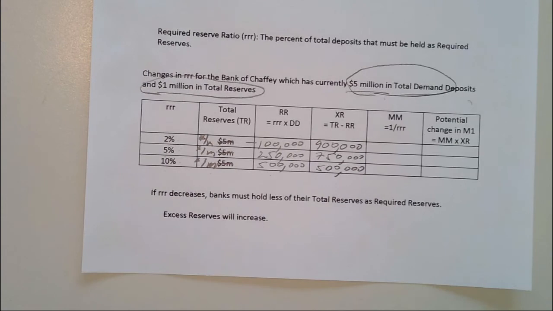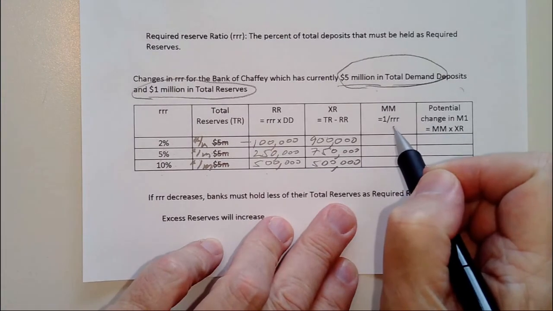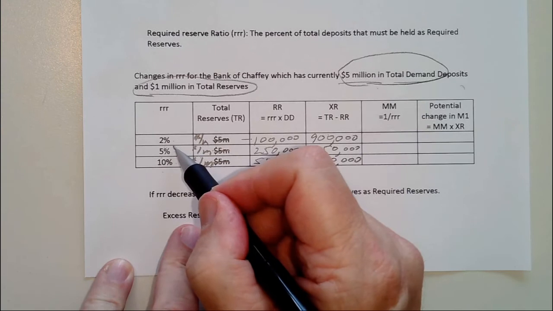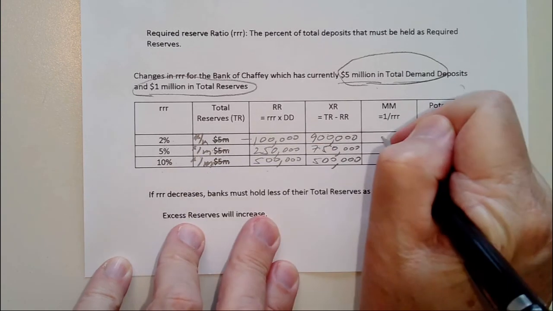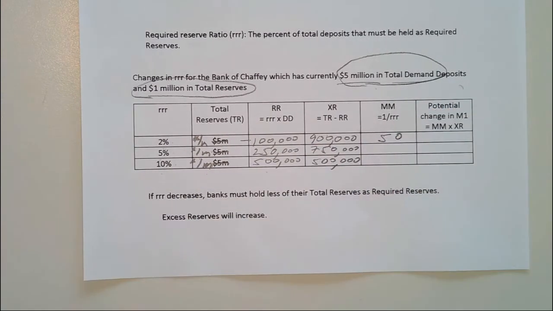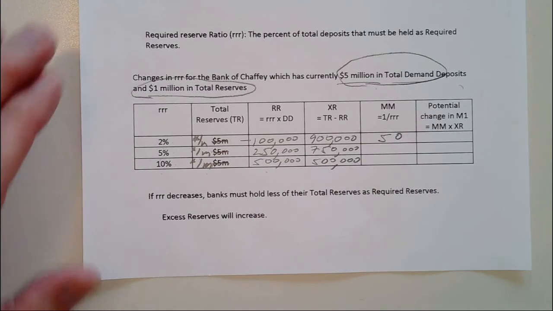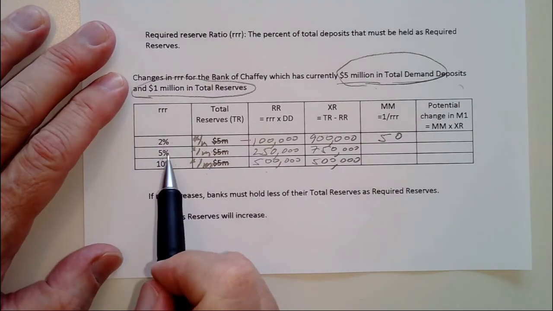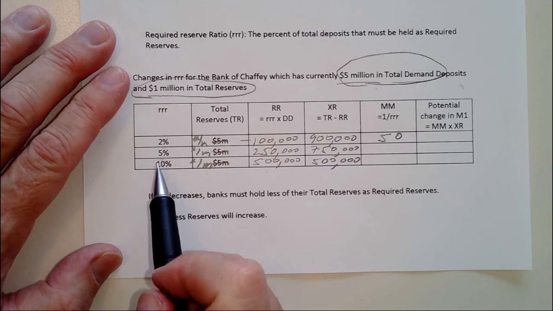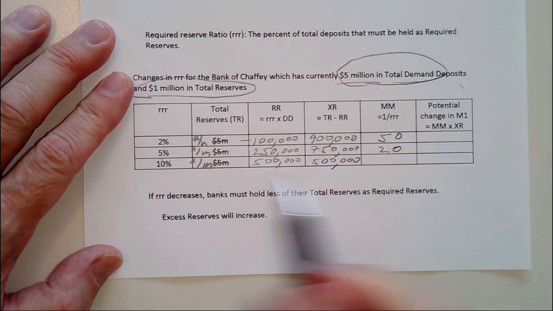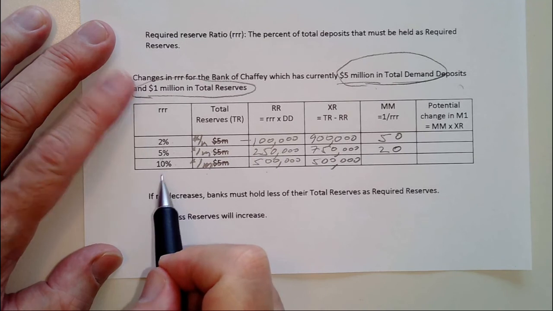Now, the reason why this is a very powerful tool is that it does two things. It affects bank excess reserves, which is what open market operations does, but it also affects the money multiplier, which open market operations does not do. So here we have the money multiplier, 1 divided by the required reserve ratio. So here it's 1 divided by 0.02, 2 cents goes into $1 50 times. Then if the rate is 5%, 1 divided by 0.05 would be a nickel goes into $1 20 times. And 1 divided by 0.1, a dime goes into $1 10 times.